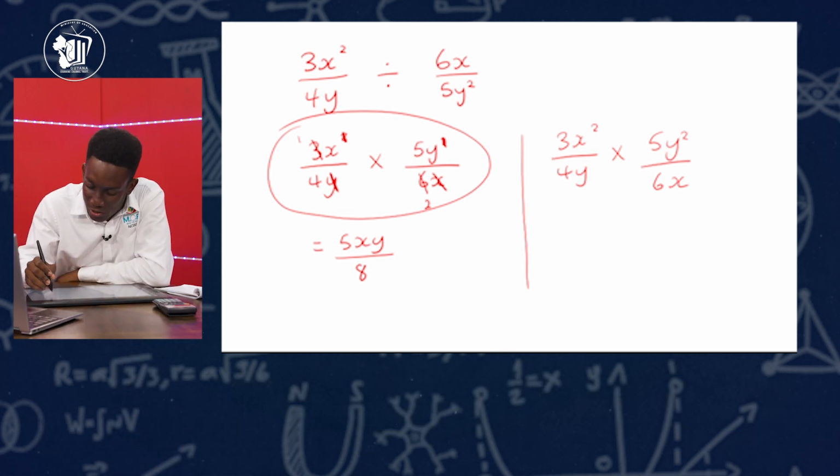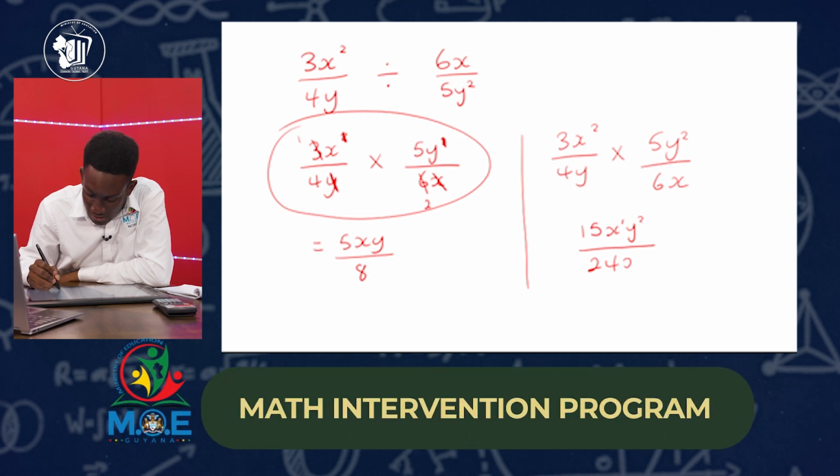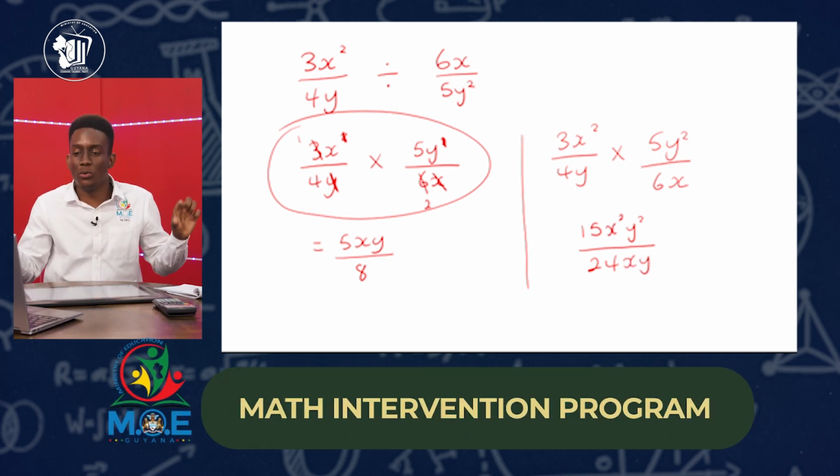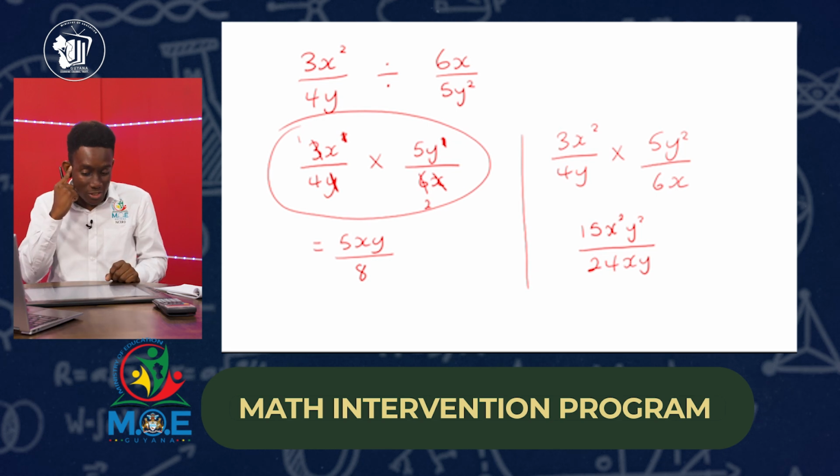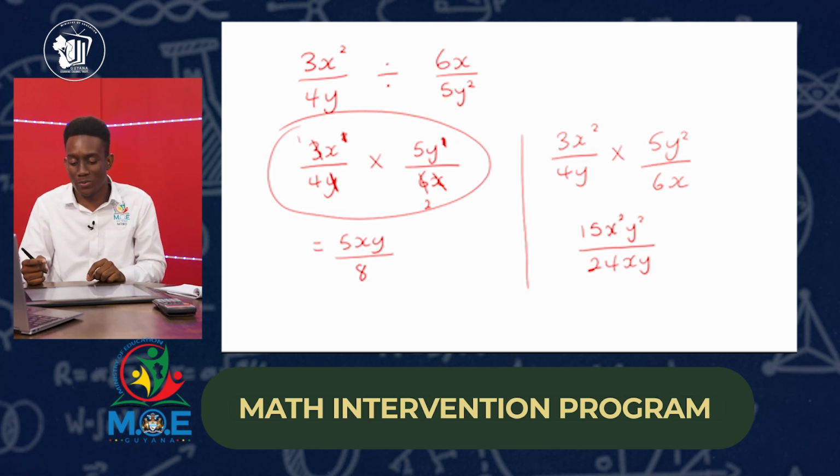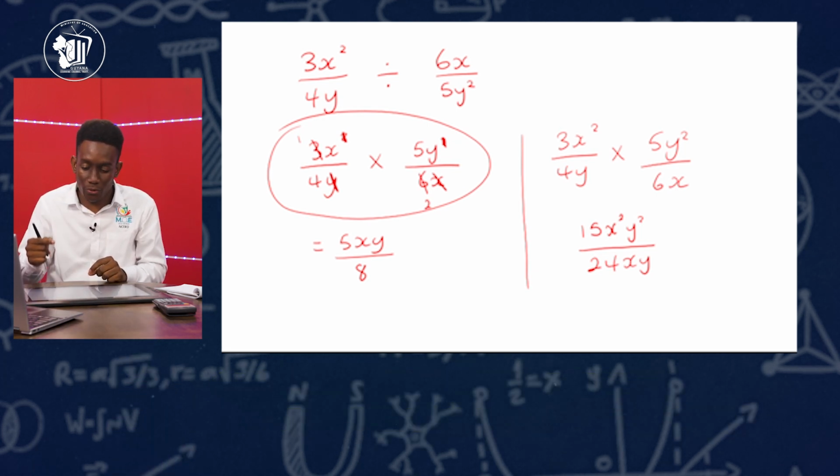So we have 3x squared multiplied by 5y squared. So 5 times 3 would be 15, and x squared times y squared would be x squared y squared, all divided by 4 times 6, which would be 24, and x times y would be xy. And now we want to simplify this fraction. So we have 15x squared y squared, all divided by 24xy.